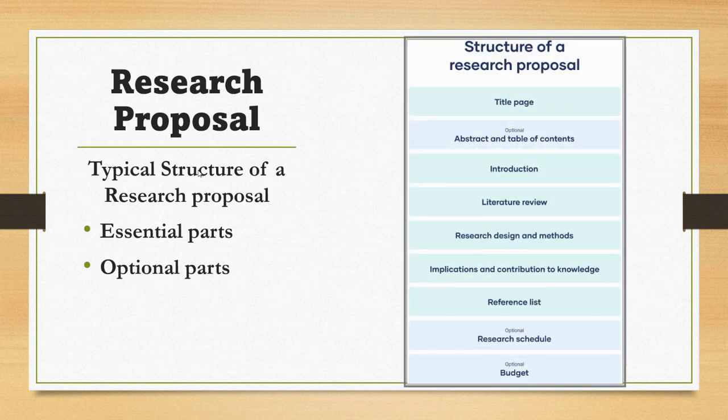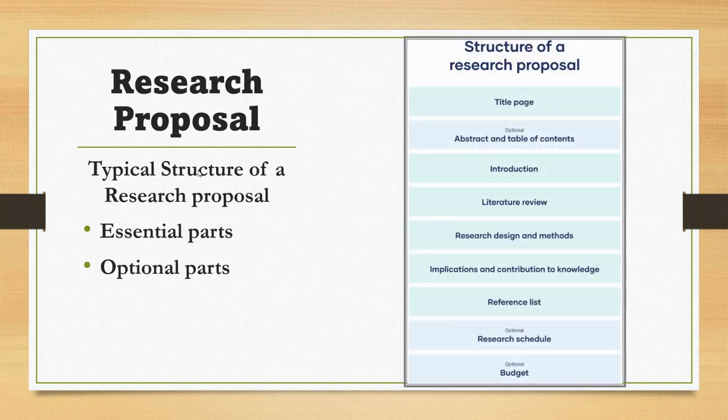So, for a research proposal, a typical structure can be seen, and in a typical structure, there should be two things for a research proposal. There are some essential parts which are a must for any research proposal, and there are some optional parts which can be or cannot be in any research proposal.